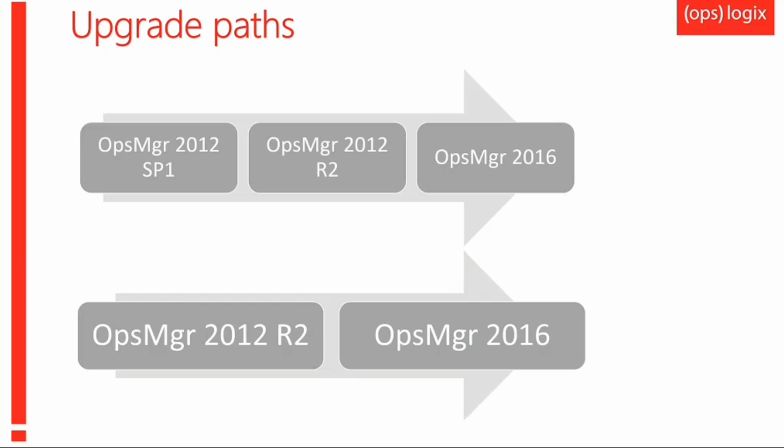Now there's only one upgrade path, if you will, but I've specified how to get there if you're still on SP1. The supported upgrade path is only from Operations Manager 2012 R2. So you need to be on R2, and then you can do an in-place upgrade for all the components into Operations Manager 2016. If you're still on SP1, you first need to get into R2. Make sure that happens. You're on the latest update roll-up, and then again from R2 you can step into 2016. So there's an intermediate step when you're still on SP1.